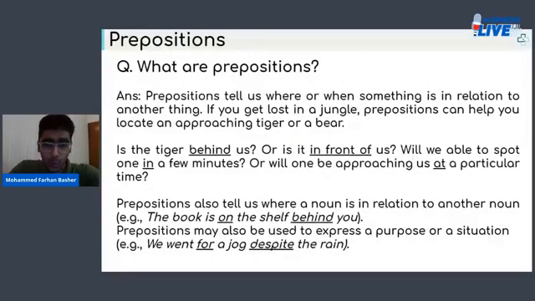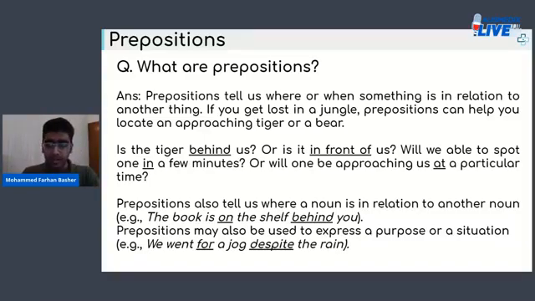Prepositions tell us where or when something is in relation to another thing. If you get lost in a jungle, prepositions can help you locate an approaching tiger or a bear. So what do prepositions do? They basically tell us where or when something is in relation to another thing, right?